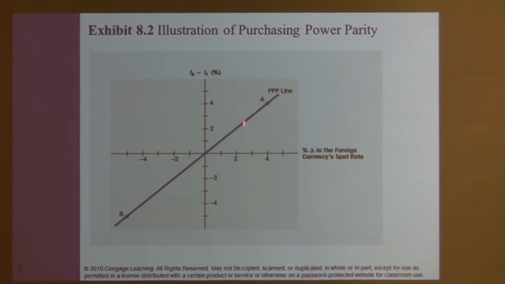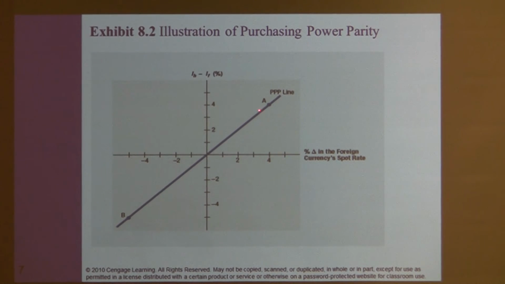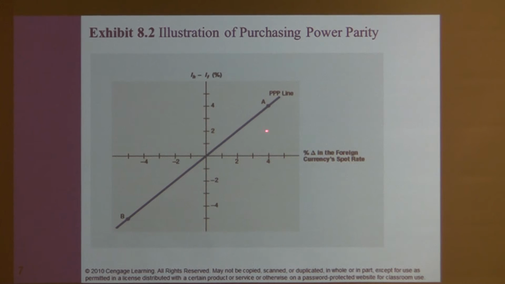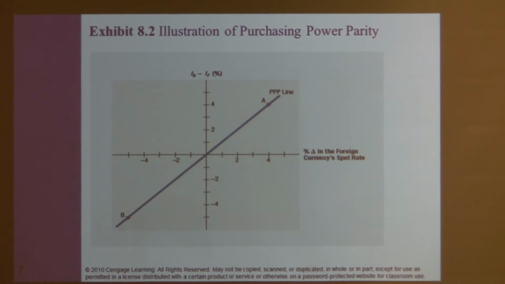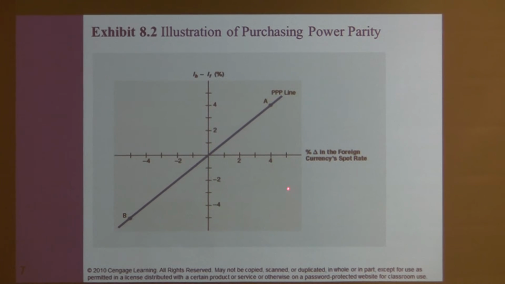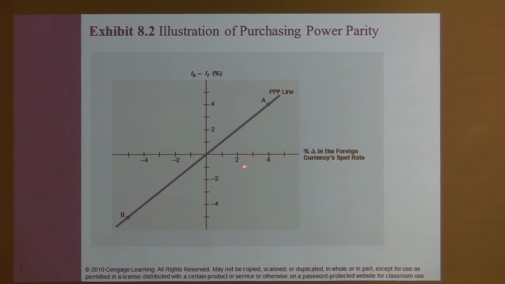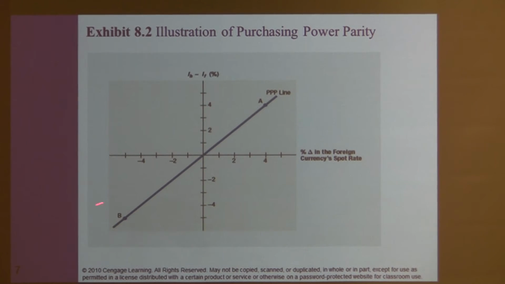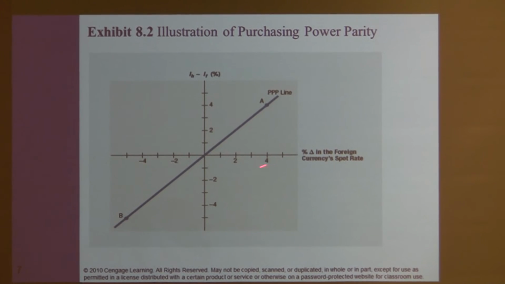For point A, the difference in inflation is, how much is that? Around 4%. The US inflation, let's say, is 4% higher than the inflation in Europe. What it tells you is that we can expect the US dollar to go down by 4%. So that's what you see here. We have a straight line.